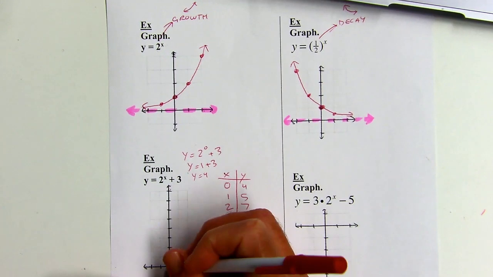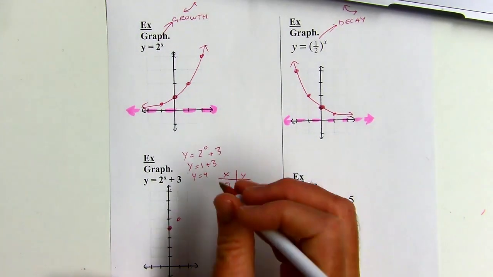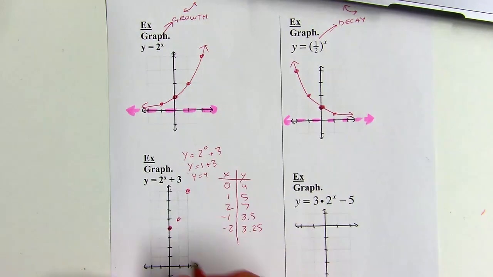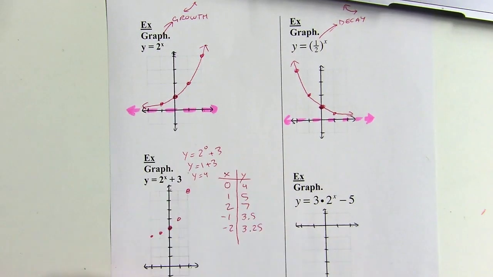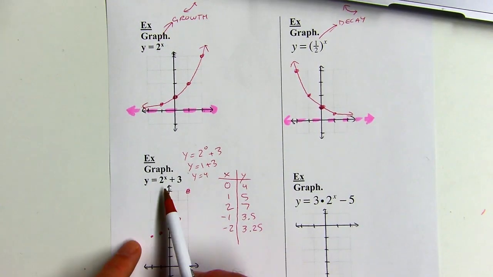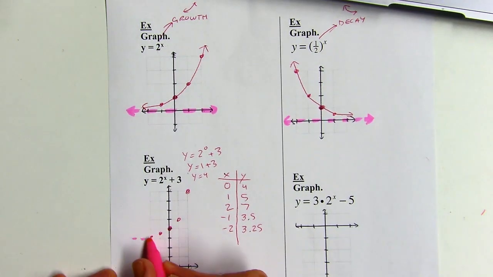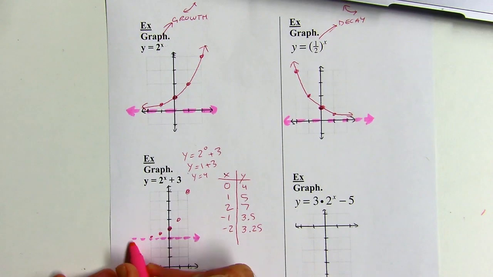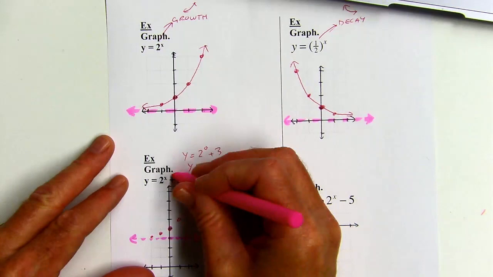So I got (0, 4), (1, 5), (2, 7), (negative 1, 3.5), and (negative 2, 3.25). So we can see we've still got exponential growth because our base is more than 1, and you can see where the curve is going now. Maybe you can even see where the horizontal asymptote is going to be. It's going to be right here. Okay? And if you look at the equation, that's going to correspond to this number.